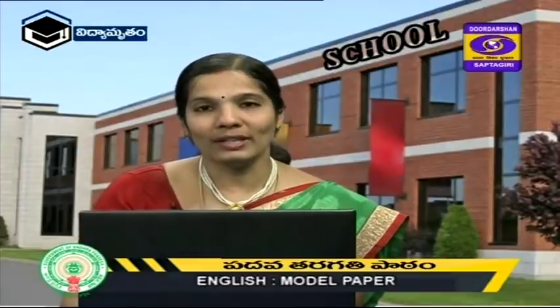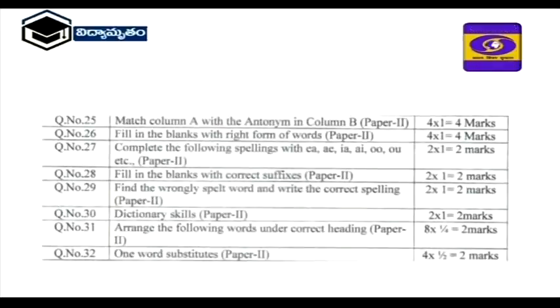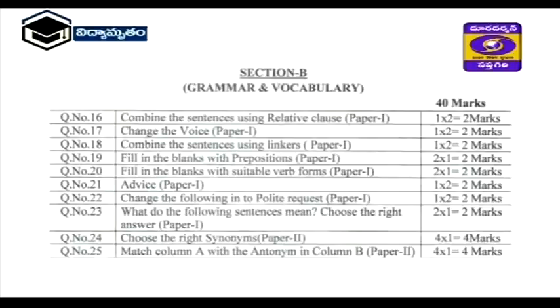Section B is for 40 marks, in which we are going to have both grammar and vocabulary. Here the question numbers start from 16 to 32. Question numbers 16 to 23 are going to be from grammar. That means earlier we used to have it under paper 1, but now they are taken into the unified paper. So, here the grammar items for 8 questions have to be answered under section B. Question number 16 is combining the sentences using relative clause, which is for 2 marks.